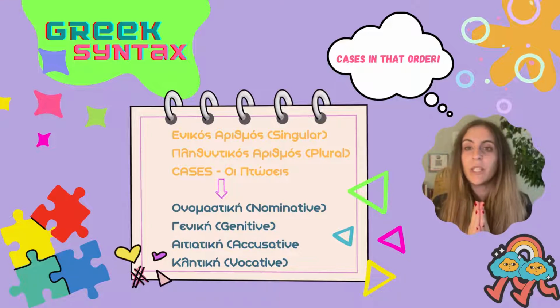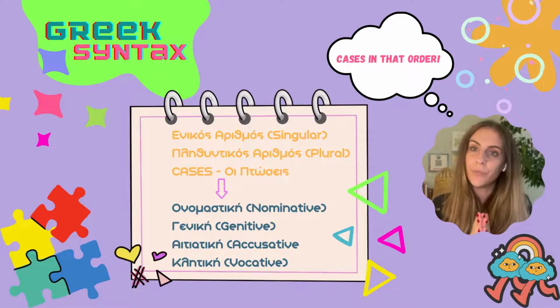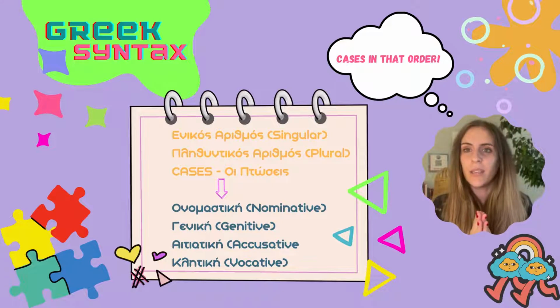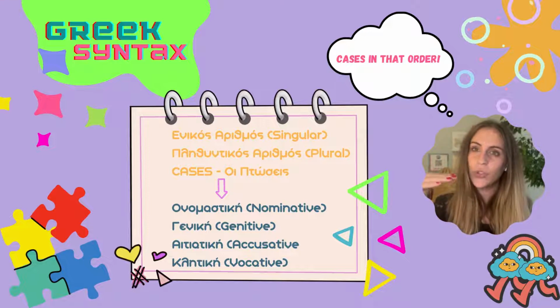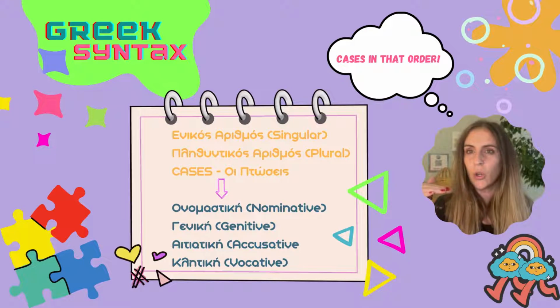So it's gonna be 3 basic rules. The first one is that in Greek, except verbs, we also conjugate nouns and adjectives. That means we use cases. We have singular number, ενικός αριθμός, and plural, πληθυντικός αριθμός.